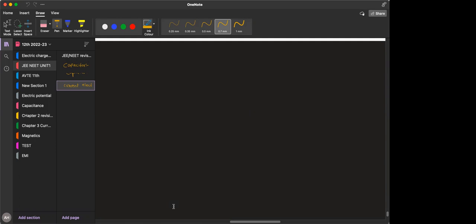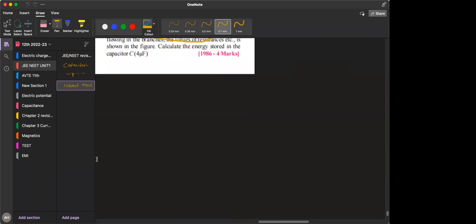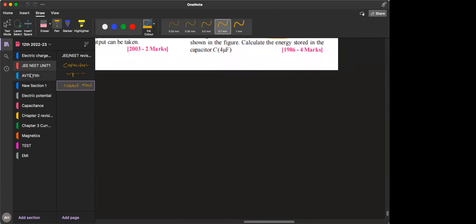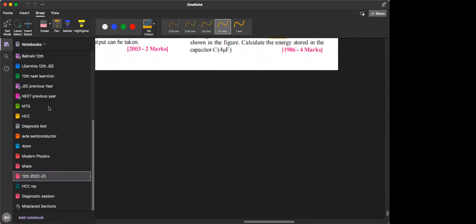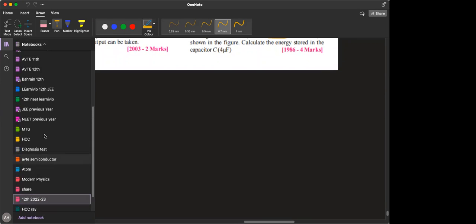So let's start with potentiometer. Just give me 1 second. Let me show you how potentiometer looks like.